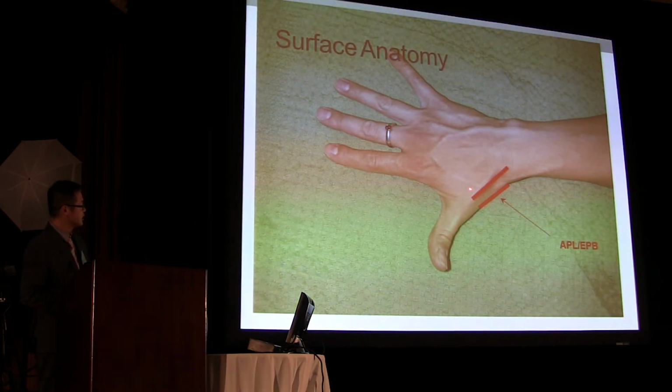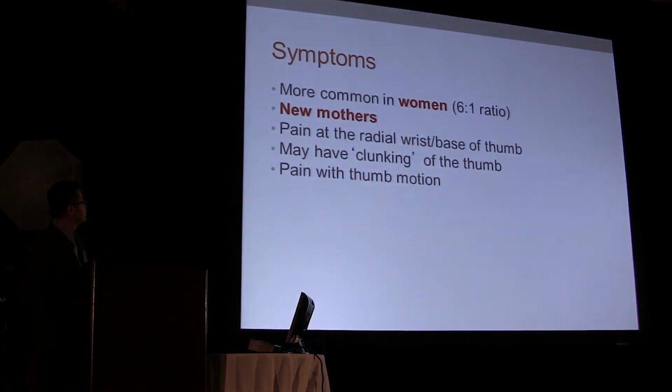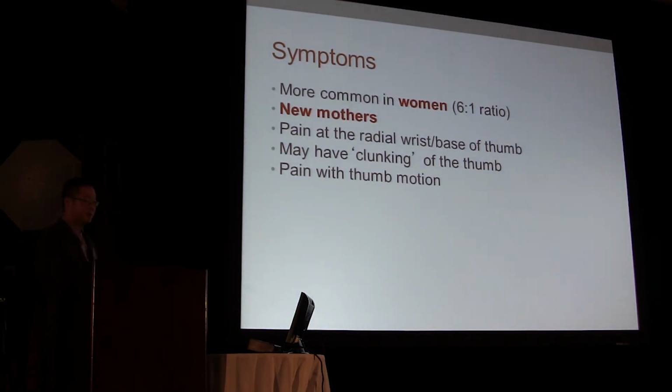And this is the extensor pollicis longus, but de Quervain's is over here. So who gets the symptoms? Fortunately for me, women get it more often, but then new mothers, okay? New mothers get it a lot. I think it's the way you hold the babies, and babies double in size every 48 hours, right? They get really big fast, and it might be some sort of ergonomic thing. But then they respond really, really well to injections.